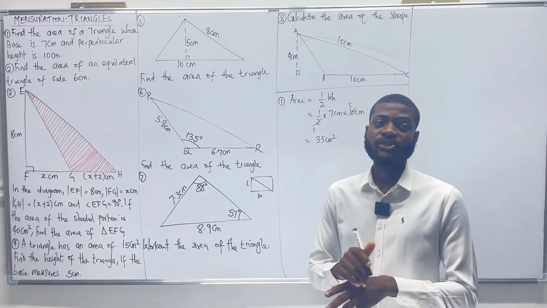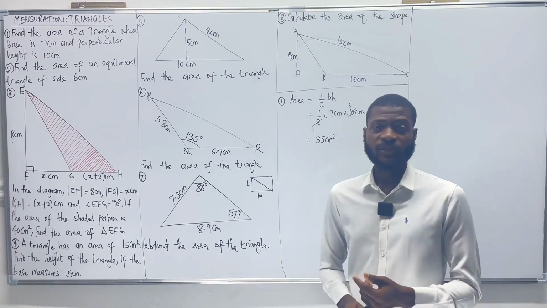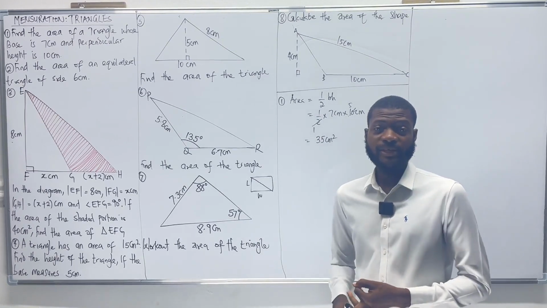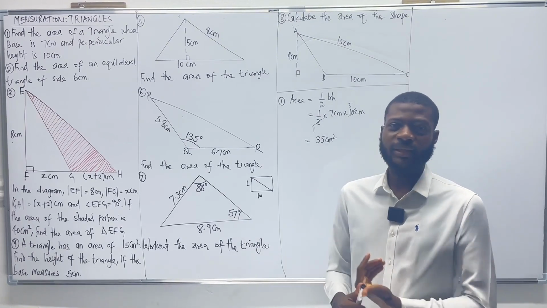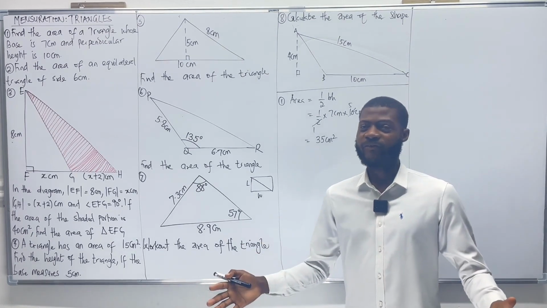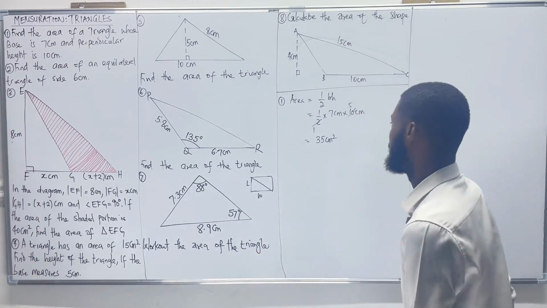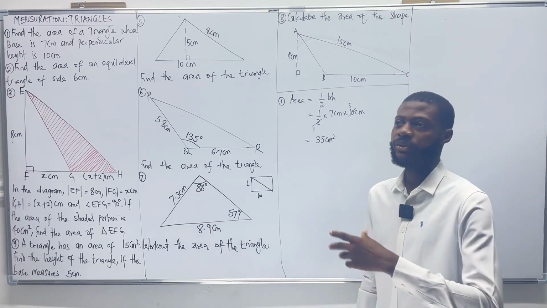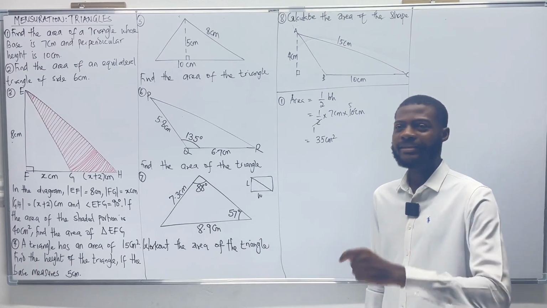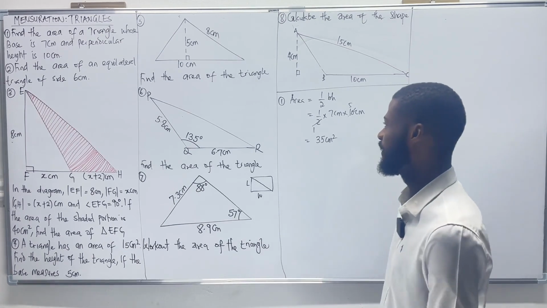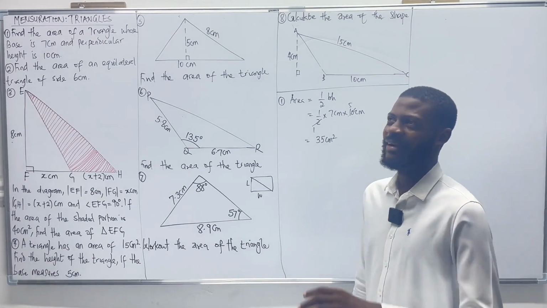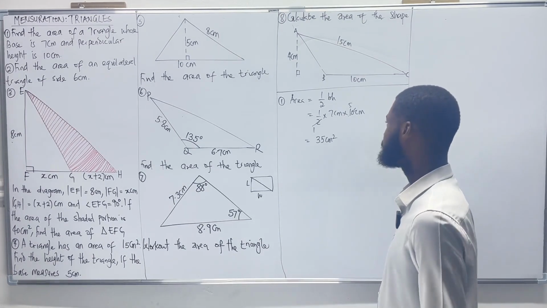The third one will be discussing quadrilaterals: area of squares, rectangles, trapezium, rhombus, kite, all four-sided shapes. So we're basically going to be treating them, so that whatever exam you're taking, you can step into the exam hall and get full marks.